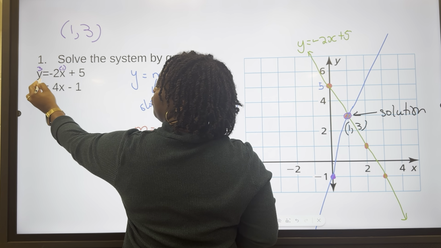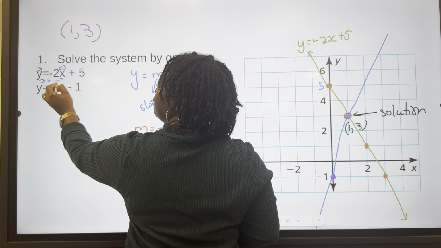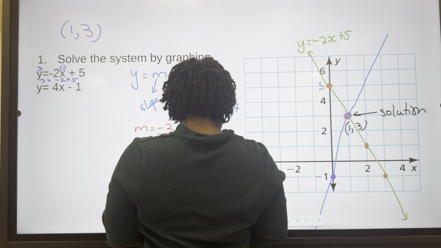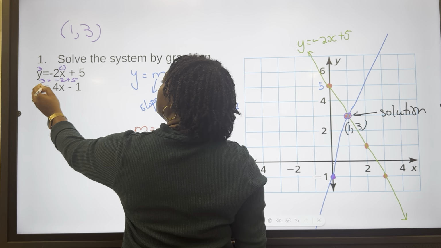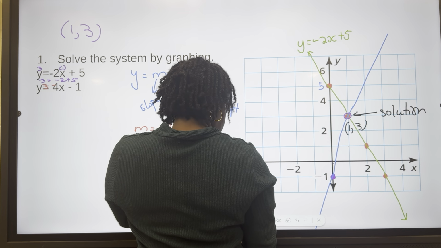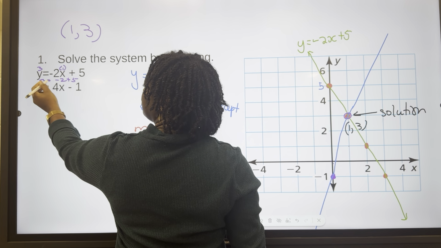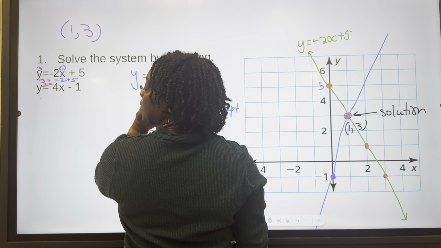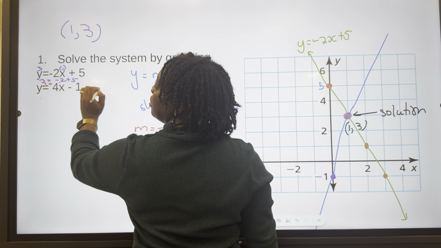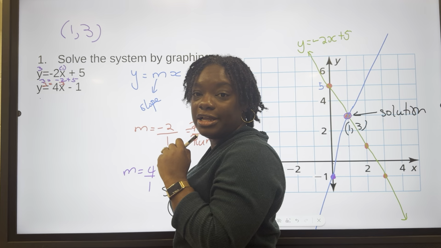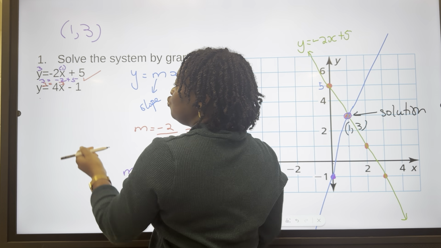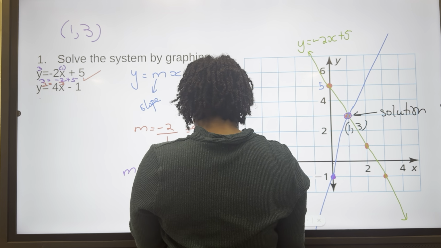So that's 3 is equal to negative 2 plus 5. So that's 3 is equal to 3. Is that true? Yes, it is true. Let's put it in for this down here.